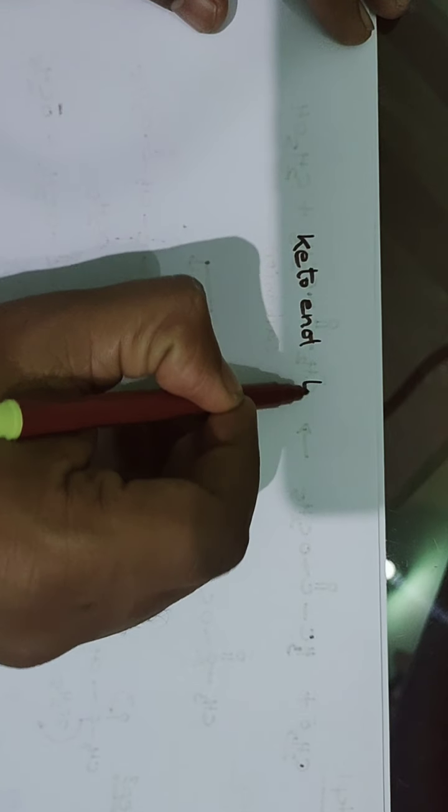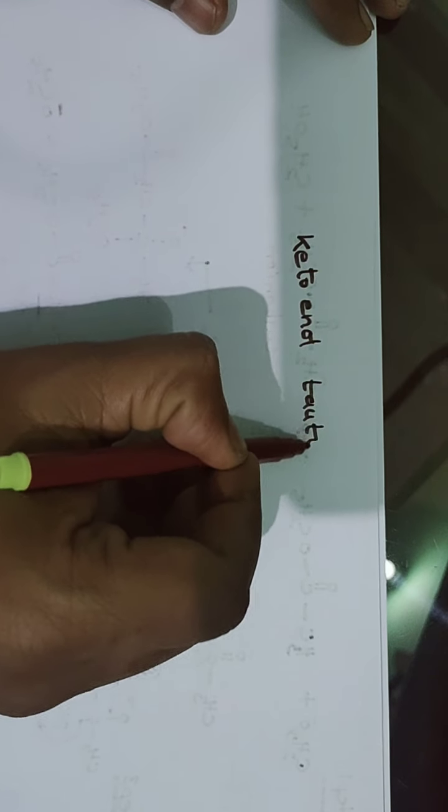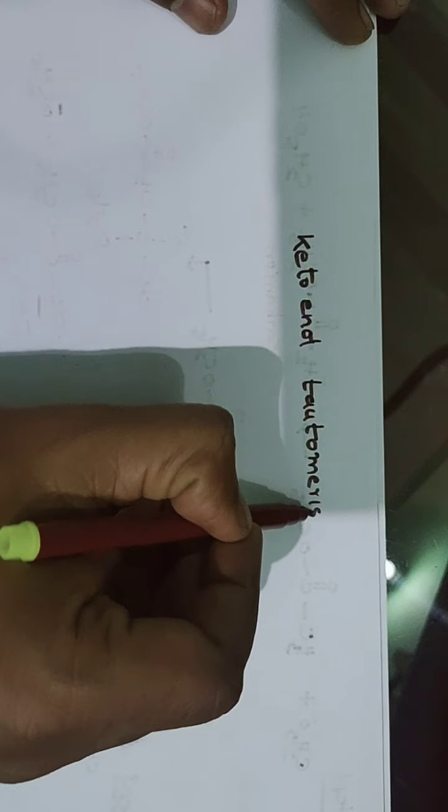Now the next point is keto-enol tautomerism. Let us see what this keto-enol tautomerism is. Ethyl acetoacetate exhibits this tautomerism. Let us see first what tautomerism is, and next we'll see keto-enol tautomerism. Tautomerism is a phenomenon in which two isomeric forms having different functional groups are interconvertible and can exist in dynamic equilibrium.